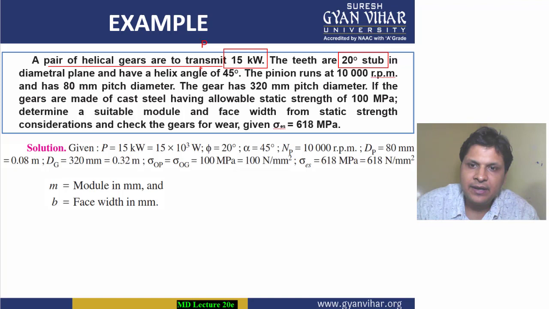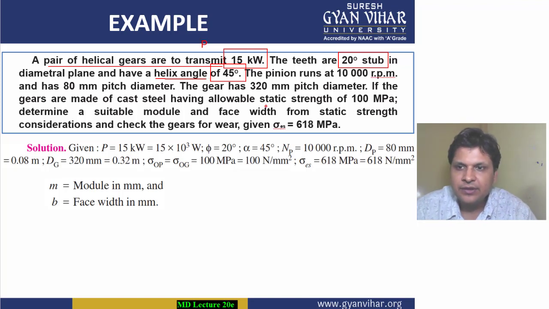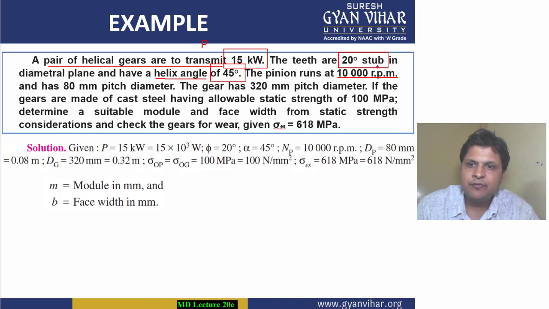And the helix angle is 45 degrees. The pinion runs at 1000 RPM. RPM of pinion means it is NP. We write it by NP.